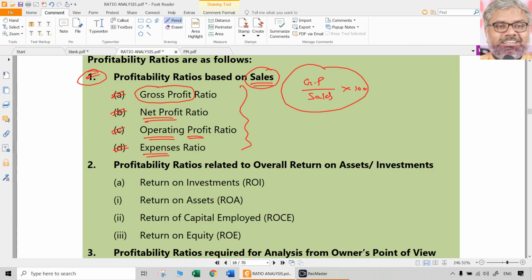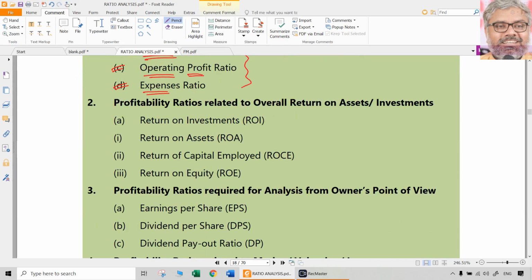Higher it is, not a good thing. Expense ratios should naturally be lower. Profitability ratios like gross profit ratio, net profit ratio, operating profit ratio should ideally be higher. That's it. That is about one category of profitability ratios.